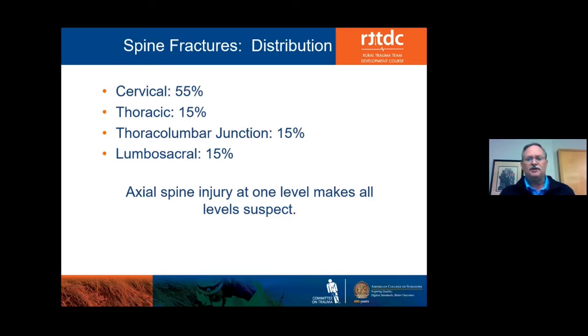Cervical, obviously, is the most common, just because there's not a whole lot of structural support around the cervical vertebrae. And with an axial spine injury at one level, you should suspect a potential spine injury at other levels as well.